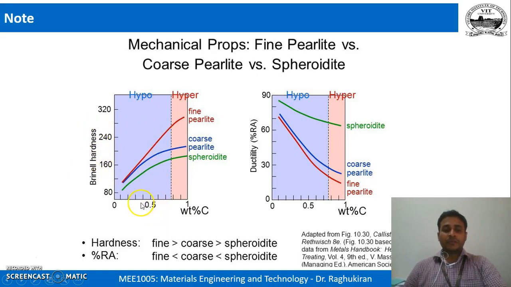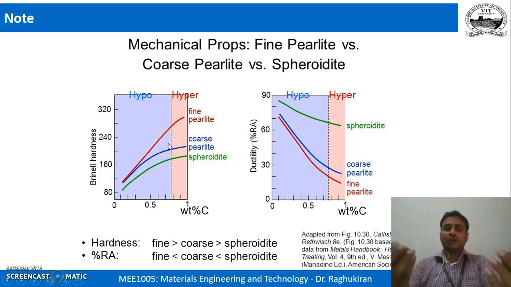That means the hardness will drastically improve if you increase the amount of carbon in the steel. Now assume a steel with constant carbon: which steel will have more hardness, the one with coarse perlite or fine perlite? Obviously, you see here, with fine perlite you have higher hardness compared to the same material with coarse perlite. Similarly, you see the ductility.